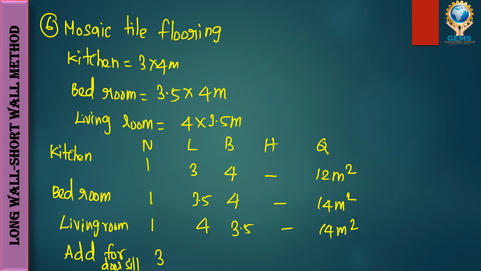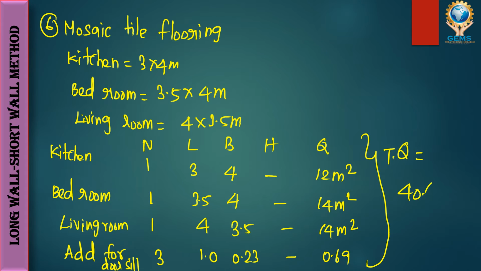So 100 mm, so 1.0 is the length, then the breadth is the wall thickness 0.23, height is nothing, so the answer is 0.69. Okay, so the total quantity of mosaic tile flooring, by adding everything, we will get 40.69 meters square. So this is the procedure for how we can calculate the quantity for mosaic tile flooring. Okay, so the next one.